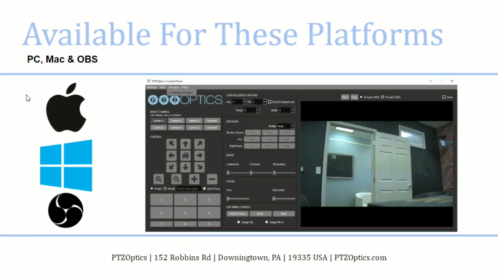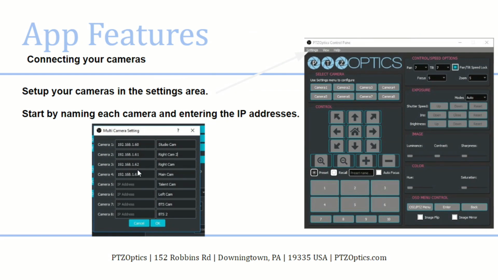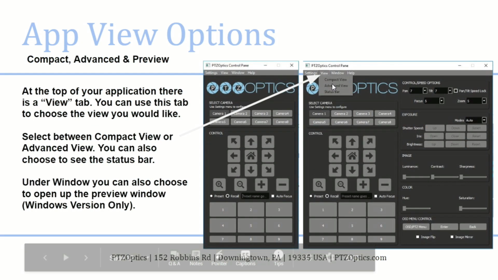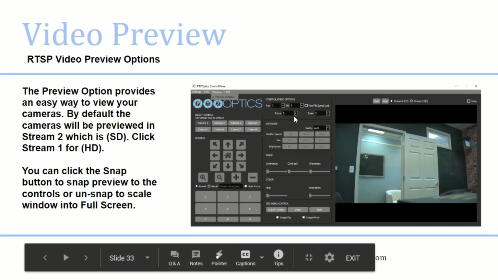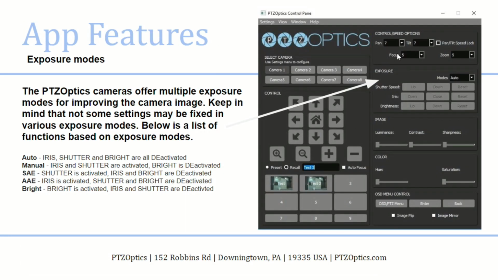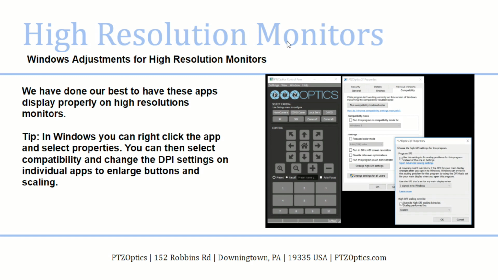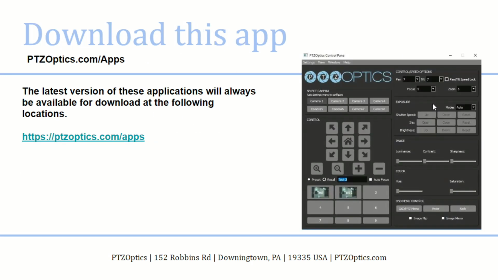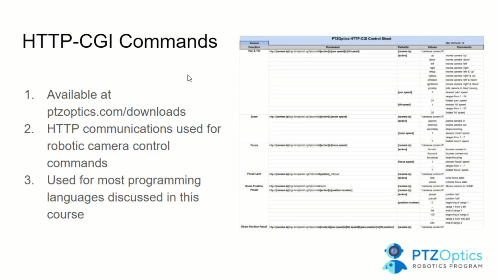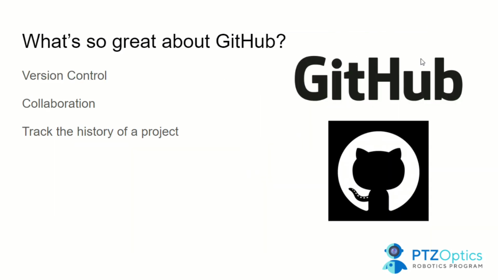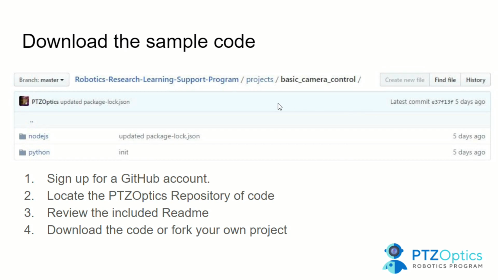Okay, I'm going to get to questions pretty soon. Just want to let everybody know, Mac, PC, and OBS, these apps are available for. You can connect up to 8 cameras. You've got some great view options from preview to compact to advanced. And then really great features for shutter speed, iris, white balance. You've got the high resolution monitors if you'd like. This will work with 4K monitors. You can download the app at PTZOptics.com. And for those of you who are computer programmers, there is a full list of HTTP commands that you can use. You can go to GitHub and get our repository of code, because these are totally open source as well.